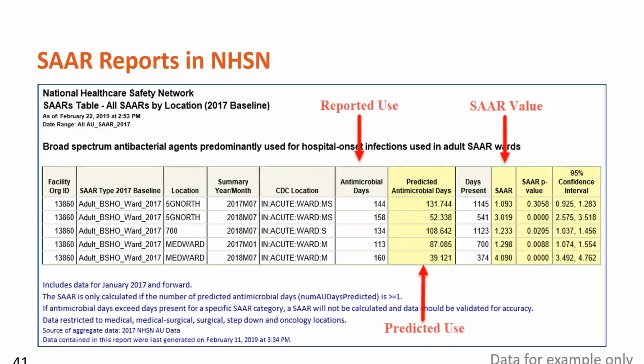Okay, so this is what the SAR report looks like. I'm just going to quickly cover a few of the columns here. So we have the antimicrobial days column. That's my reported use. The predicted antimicrobial days column, that's my predicted use. And those two columns are used to calculate the SAR value.